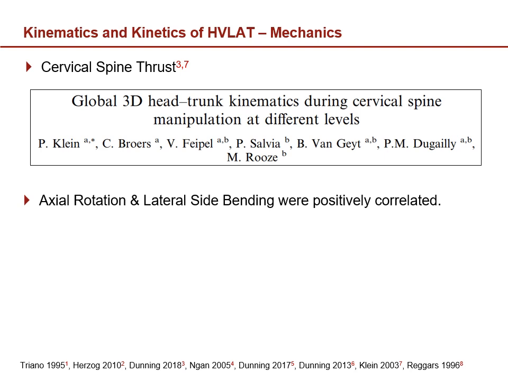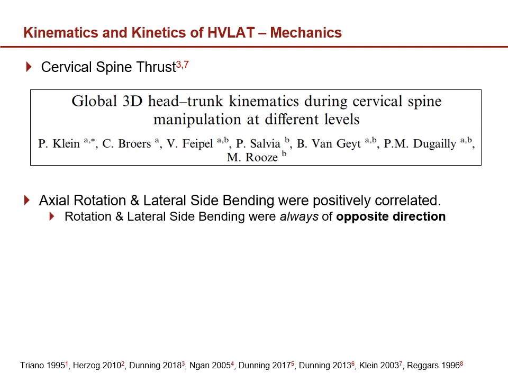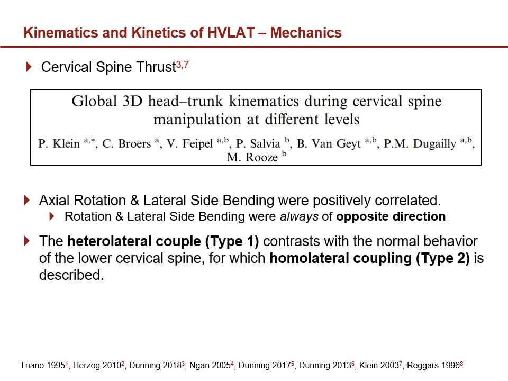Axial rotation and lateral side bending were positively correlated. Rotation and lateral side bending were always in the opposite direction. So the therapists or research personnel used type 1 coupling motion, which is counter to the natural type 2 coupling motions of the regions of C5 and C3. The heterolateral coupling, or type 1, contrasts with normal behavior of the lower cervical spine, for which homolateral coupling, type 2, is described.